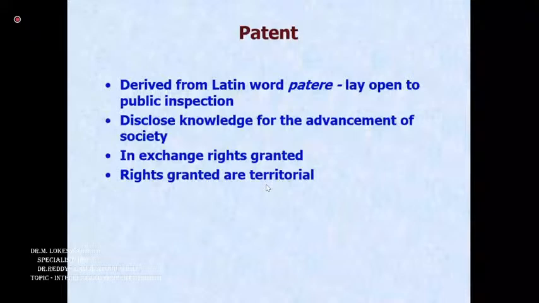The word patent is derived from a Latin word, patere. The meaning is to lay open to public inspection. So it discloses the knowledge for the advancement of society. In exchange, rights are granted to the innovators, and the rights granted are territorial. So the simple thing is, if you have an invention and you want to file a patent, what will you get and what advantage will the government get?